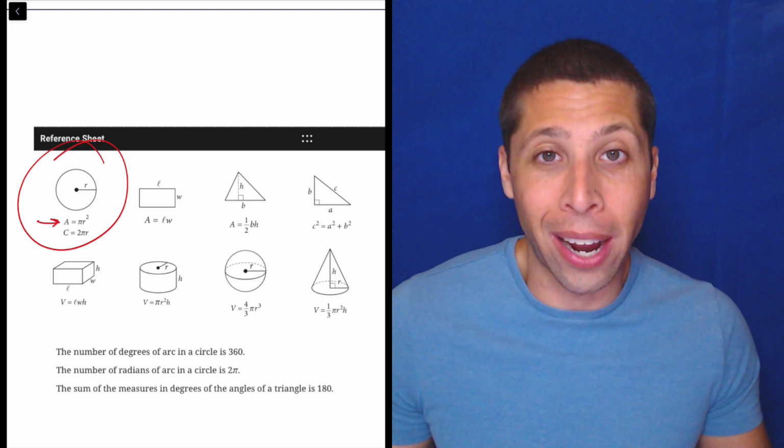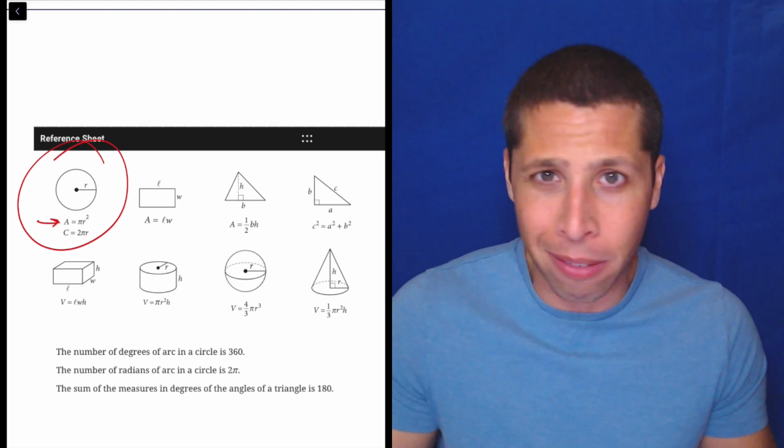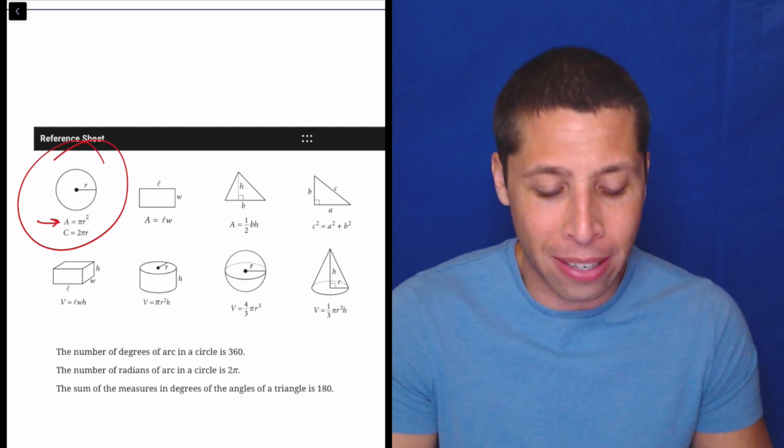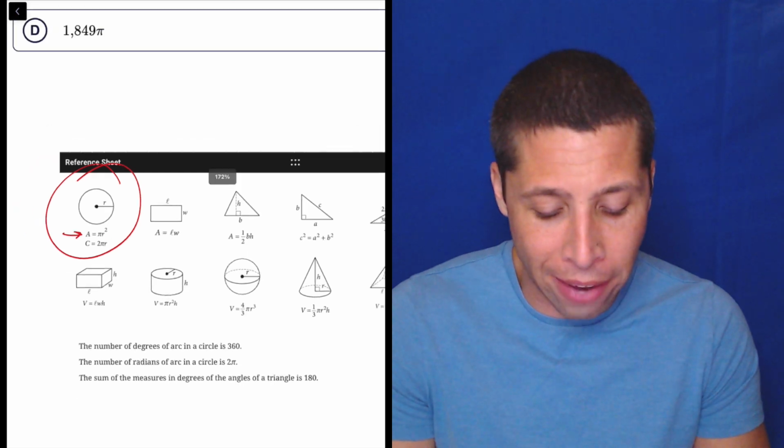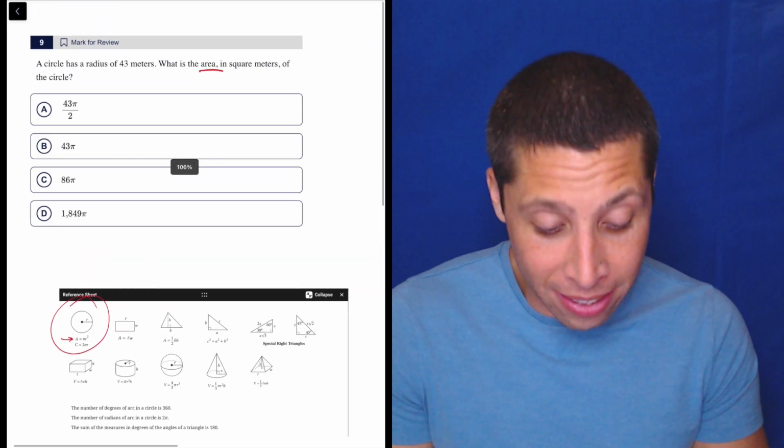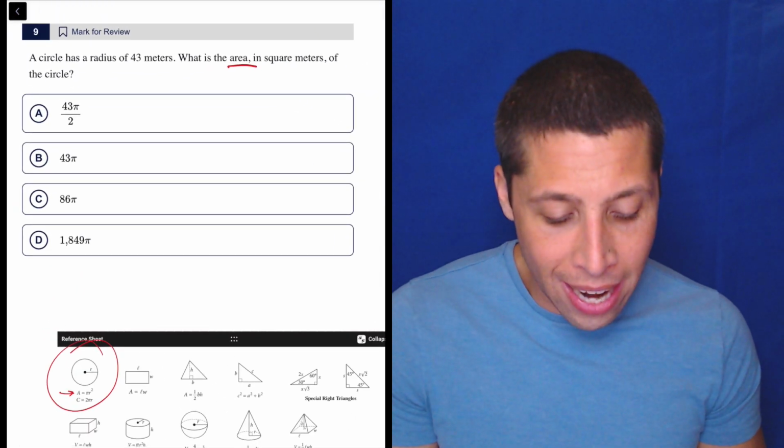Granted, you should have it memorized. Like, it's a simple formula. It's kind of basic numeracy and different ideas about math that you're supposed to carry with you for your whole life. So it's not that hard, but it is given to you. So no excuses here. So what is the area of that circle?